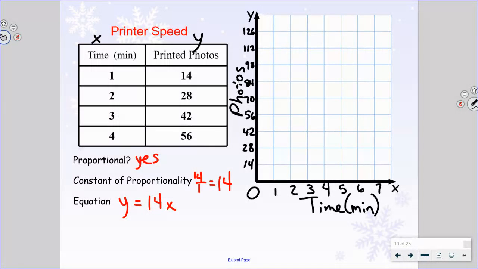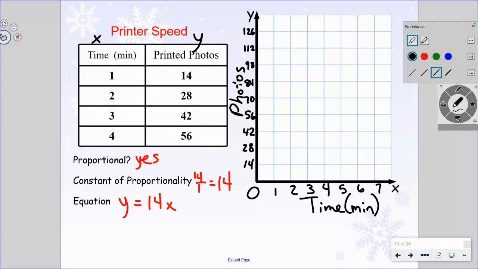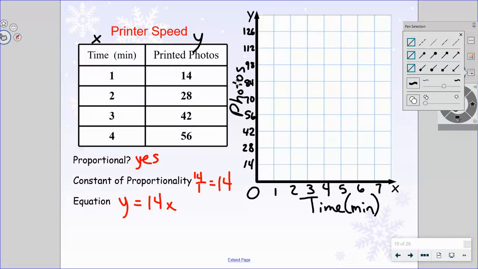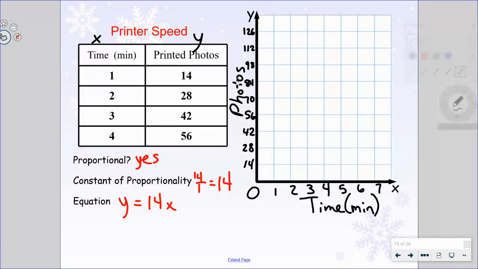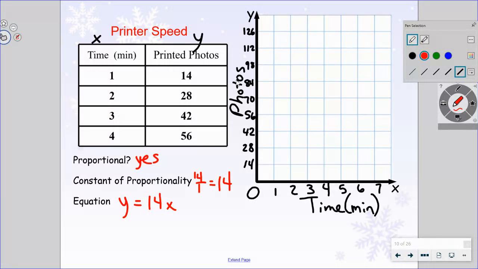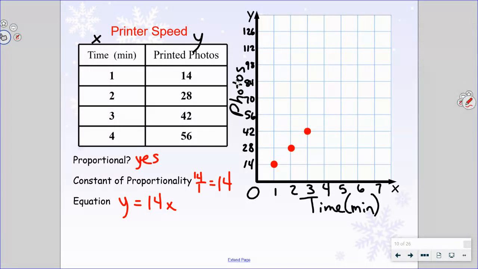Now in this case, we can go ahead and plot those points. So I'm going to pick a good size here. Let's make it a little bigger. There we go. And let's use red for the heck of it. We got one photo, so follow one photo up, 1 minute up to 14 photos. 2 minutes will be 28. 3 minutes will go up to 42, and 4 minutes goes up to 56.